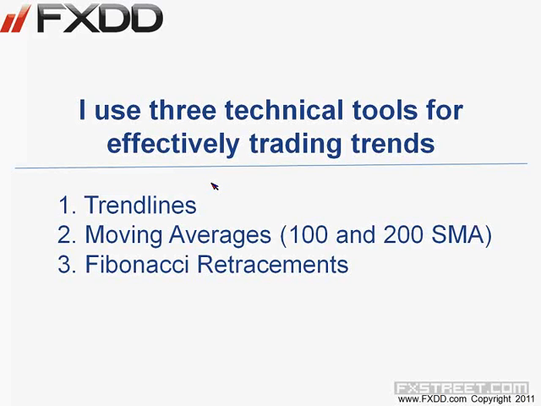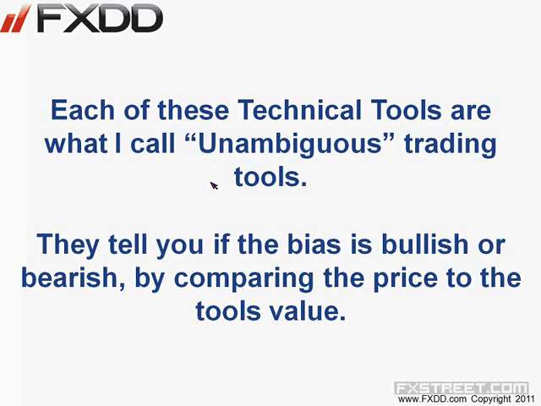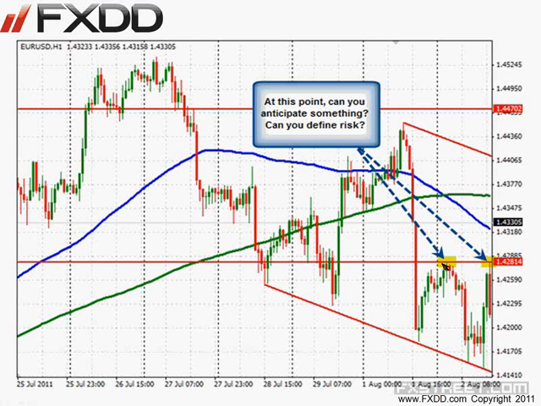I use them in non-trending markets. I use them in non-volatile, non-news-driven markets. And I'll use them in volatile markets as well. Each of these technical tools are what I call unambiguous trading tools. They tell you if the bias is bullish or bearish by comparing the price to the tool's value.